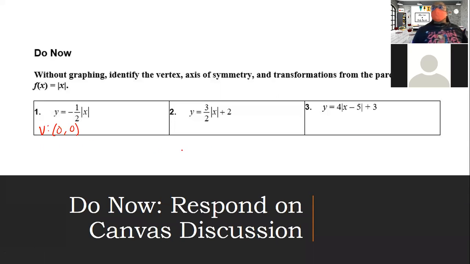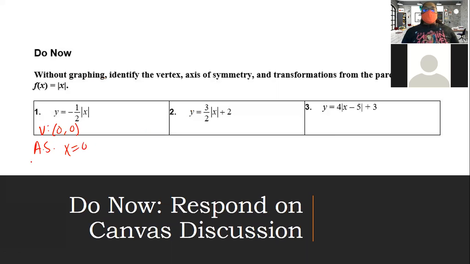Okay, so vertex is at 0, 0. And then my axis of symmetry, your axis of symmetry is always the x value of your vertex. So the x value of my vertex is my axis of symmetry. So my axis of symmetry is x equals 0.